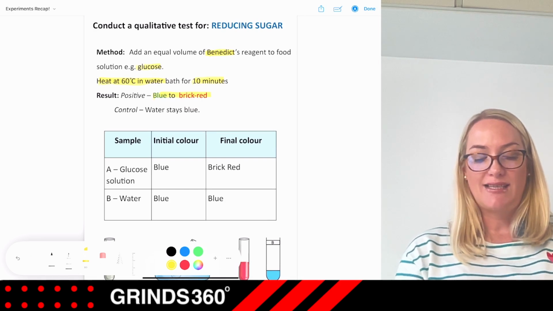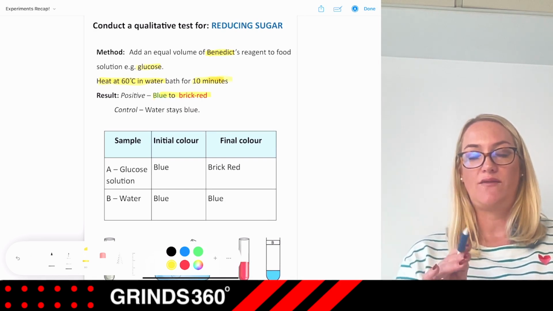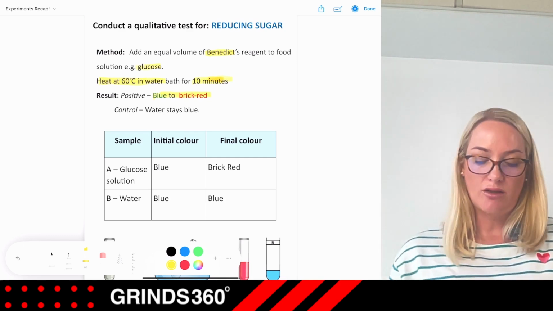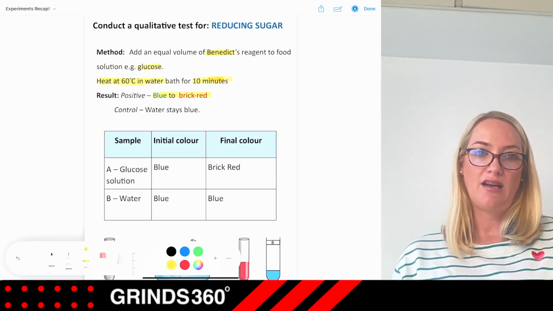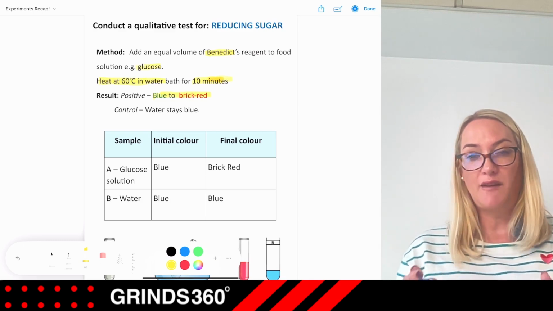Okay, so if asked that, it's heat at 60 degrees and the time frame. Because if you said you left it there for a couple of minutes, what's a couple of minutes? You're not going to get a positive test after a couple of minutes. You're just not. And actually it can be about maybe 15 minutes.